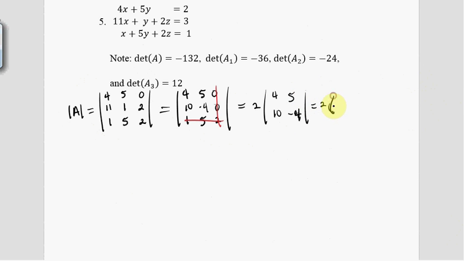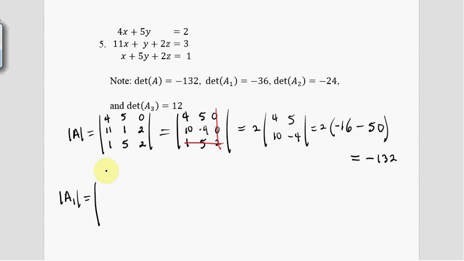This is 2 times negative 16 minus 50. So we get negative 66 times 2 is negative 132. What about A sub 1, its determinant?